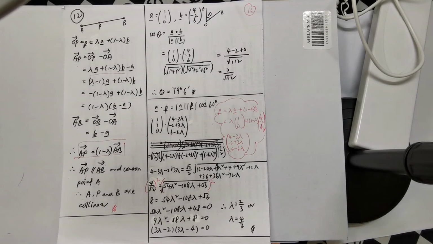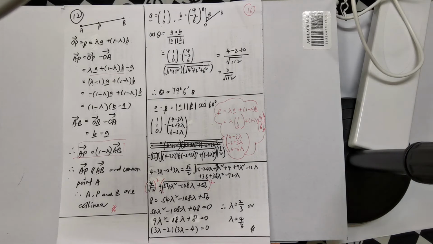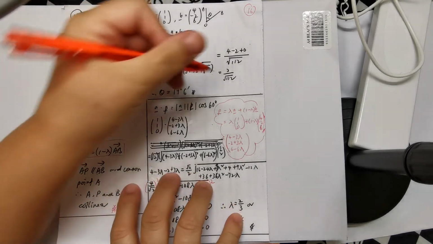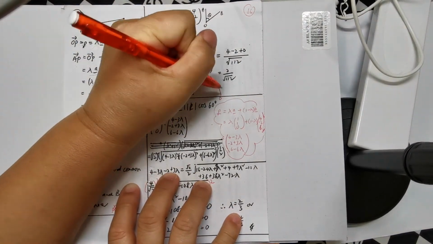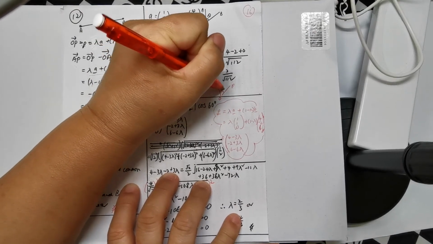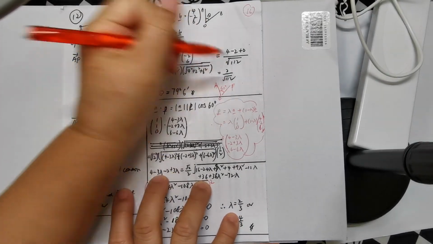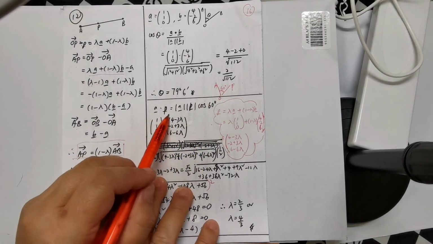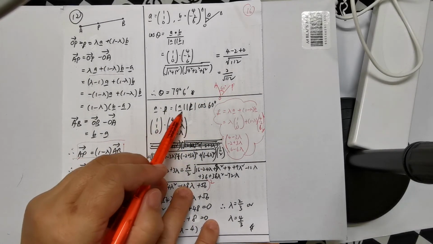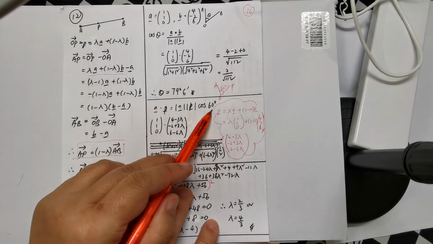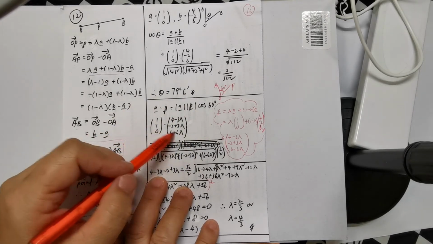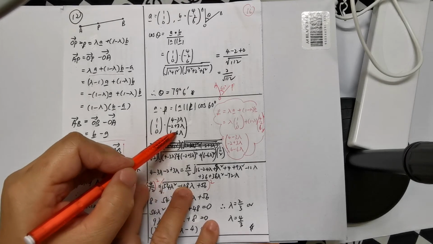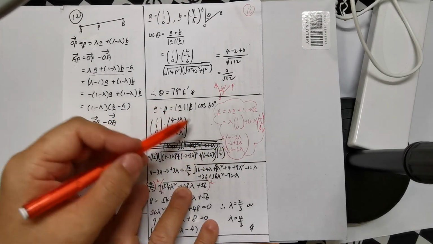And the last part is find lambda if the angle between OA and OP is 60. Alright? Now, OA, OP, the angle is 60. Find lambda. Okay, since we have angle between OA, OP, so A dot P equals modulus A, modulus P, cos 60. This is A dot P. A and P. Alright, I don't have enough space.